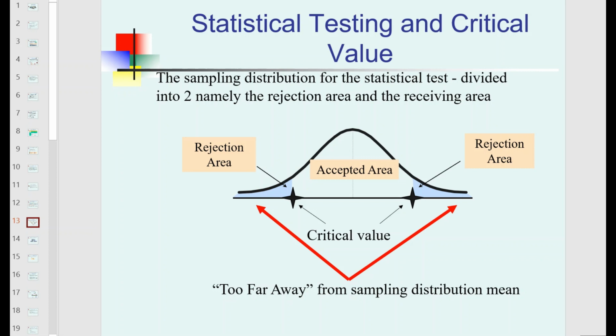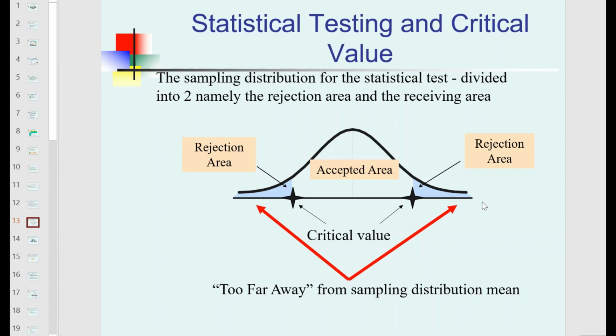In the previous lecture, we already talked about sampling distribution, right? So how the data is scattered, is distributed. Okay, so the sampling distribution for the statistical test is divided into two, namely the rejection area and receiving area. Receiving means you do not reject, so you take it or you receive it. So if you look at this graph, the one that is in between this critical value in this area is the accepted area.